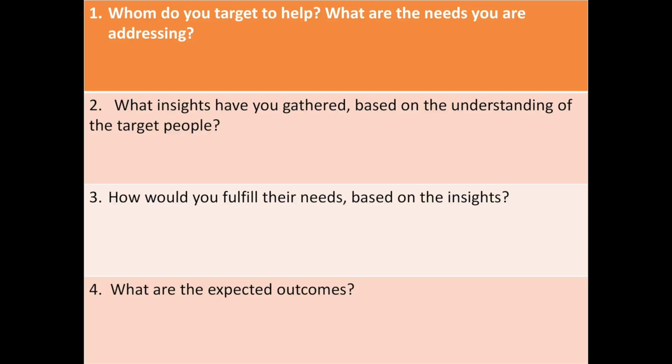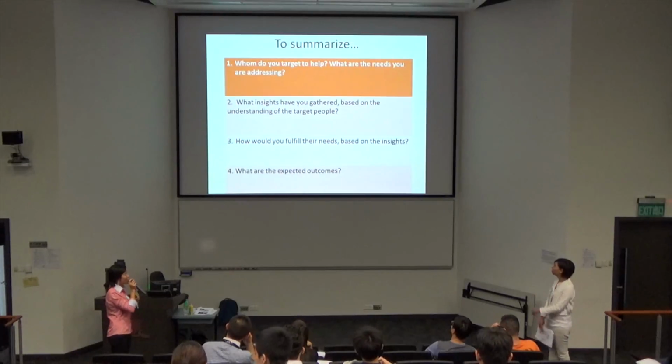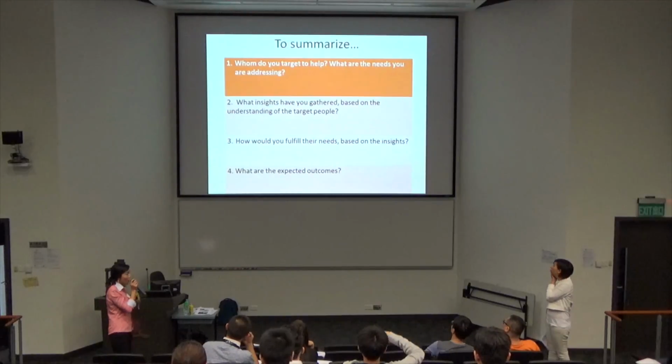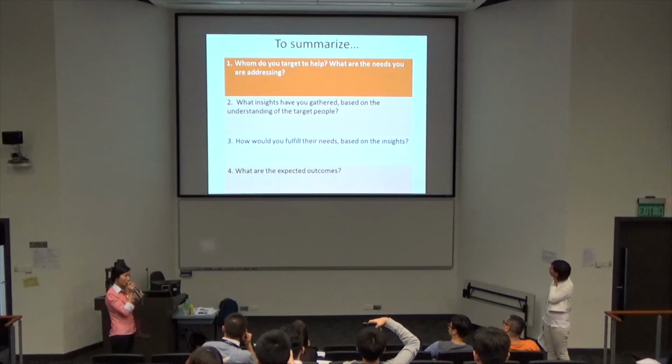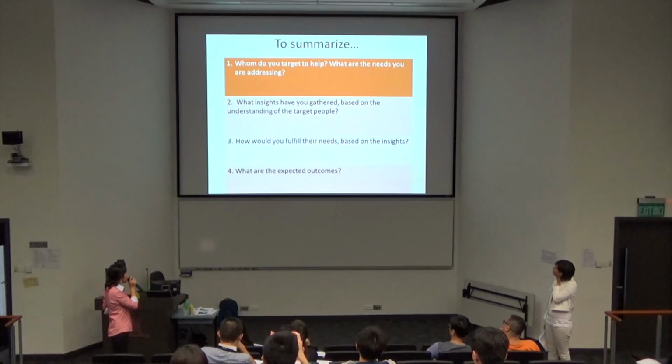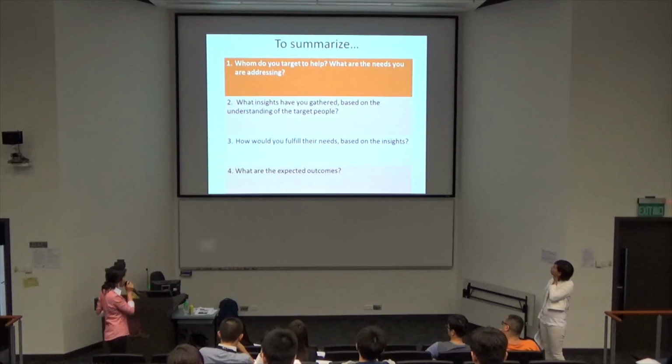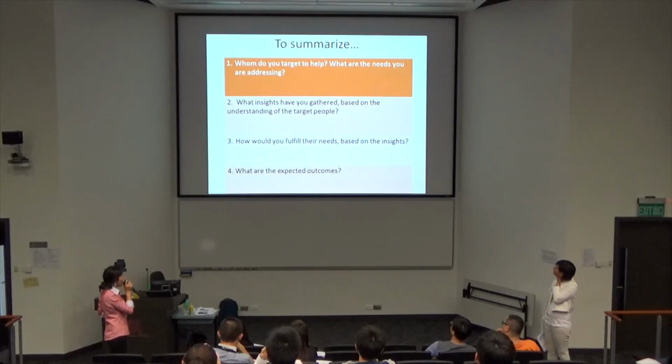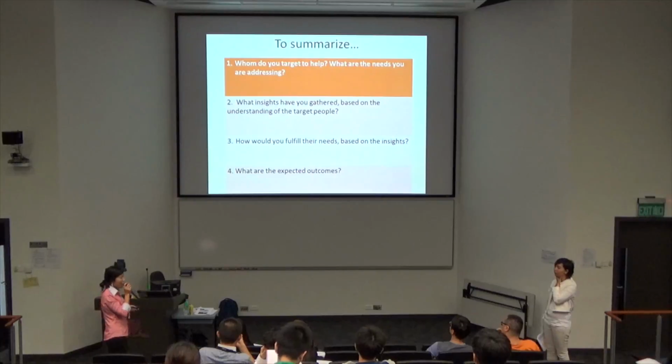I hope you can answer these 4 questions before we move on next, or maybe you can just take notes. First, whom do you target to help, and what are the needs you are addressing? You need to think deeply and have some focus. Second, what insights have you gathered based on your understanding of the target people? Third, how would you fulfill their needs based on their insights? And last, what are the expected outcomes?